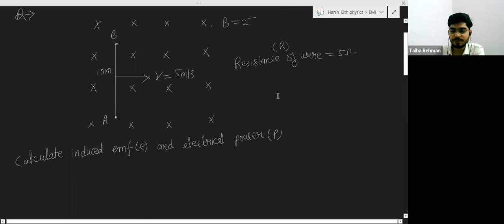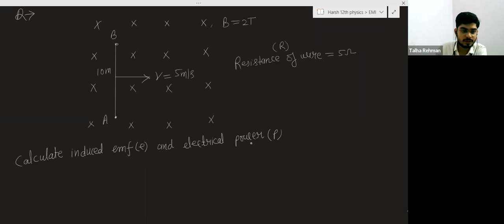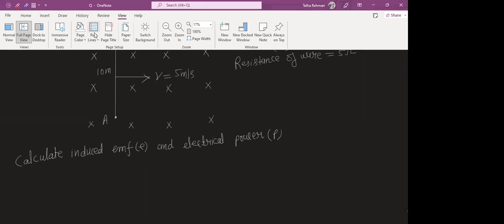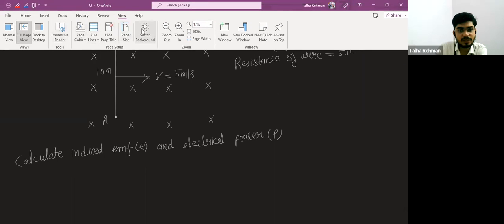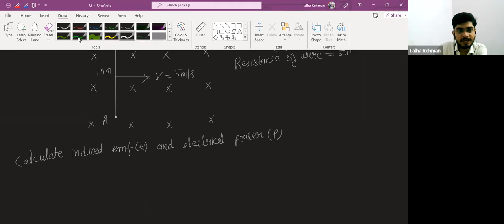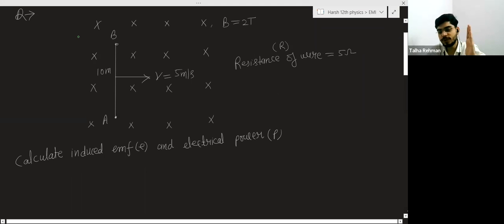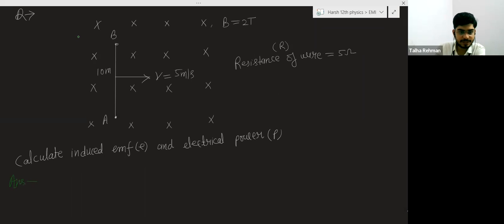The field is 2 Tesla, given. So we have to calculate the induced EMF and the electrical power. Induced EMF will be in the wire, and that induced EMF will be due to the motion of the wire. So basically we have to calculate the motional EMF.